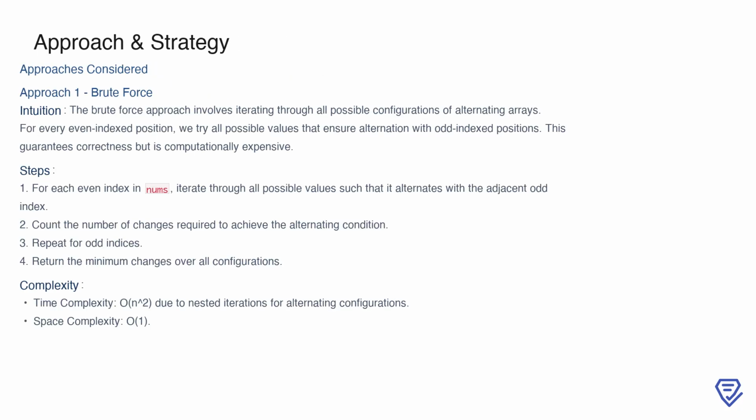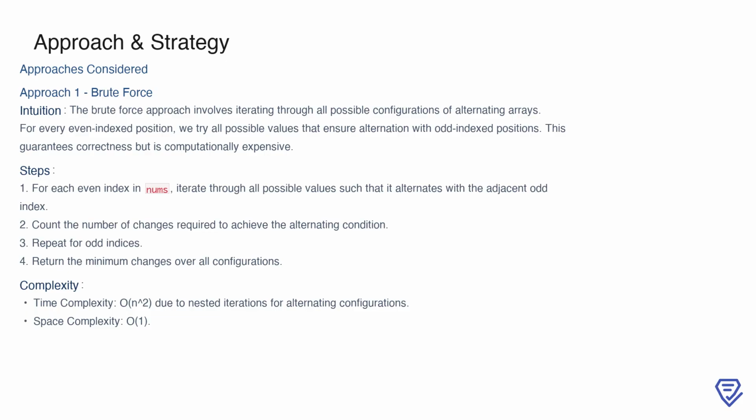To solve this problem, we first considered a brute force approach. The intuition behind this method is simple: for every even-indexed position in the array, we try all possible values that ensure alternation with the adjacent odd-indexed positions. This guarantees that the resulting array will alternate correctly. The steps involve iterating through all even indices in the array, testing all possible values that would alternate appropriately with their neighboring odd indices, and then counting the number of changes required to achieve this alternation. We repeat this process for the odd indices as well, and finally, we return the minimum number of changes required across all configurations. While this method is straightforward and ensures correctness, it is computationally expensive.